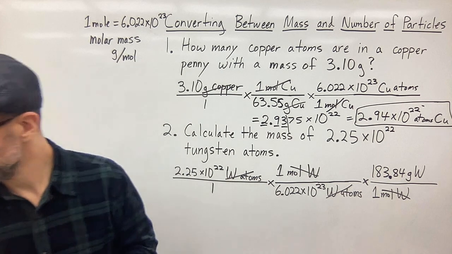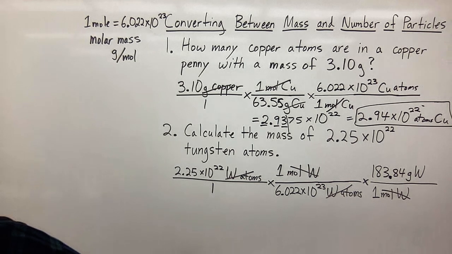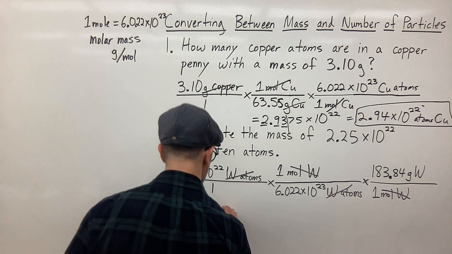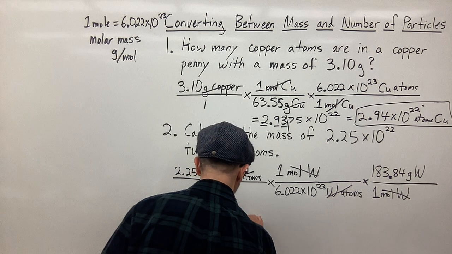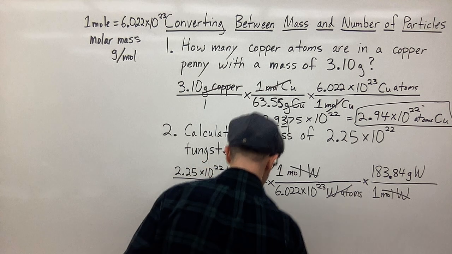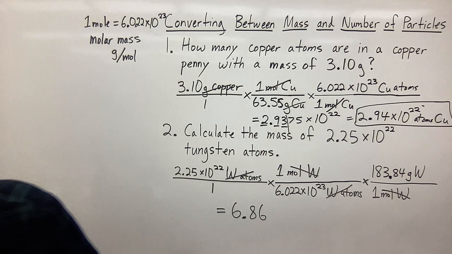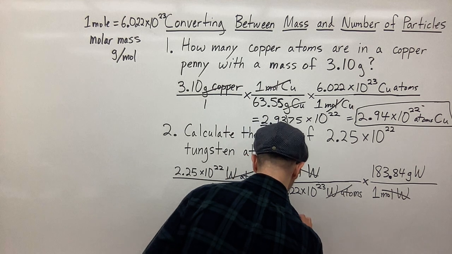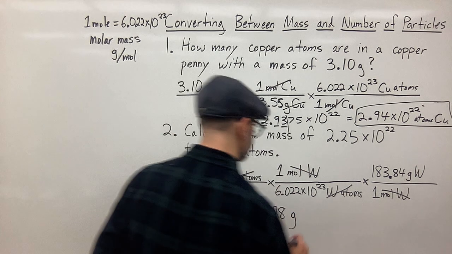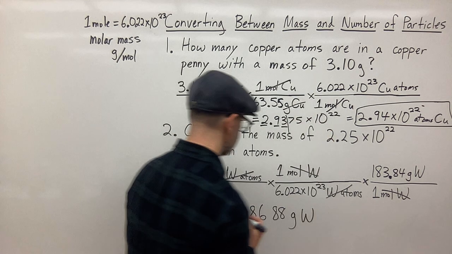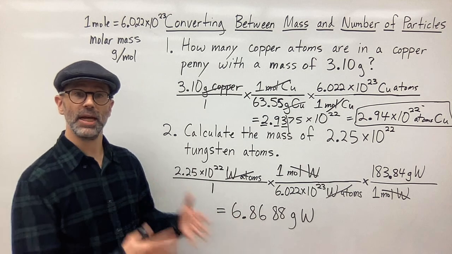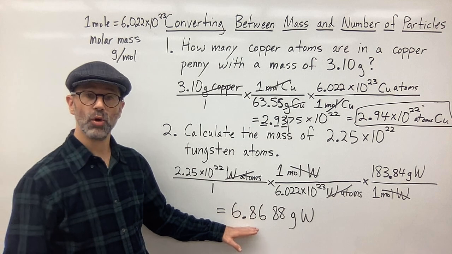So when you calculate that out, we get 6.86. So I'll put it down here. We get 6.86, and I think it's 88. Yes, 6.8688 grams of tungsten.